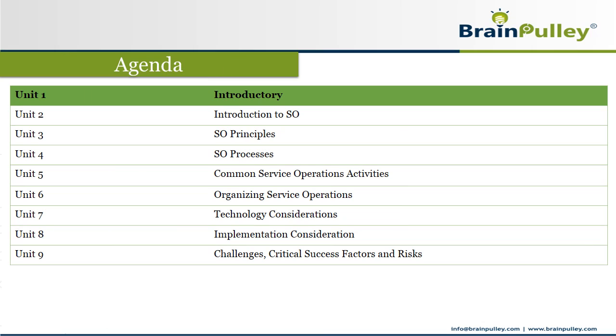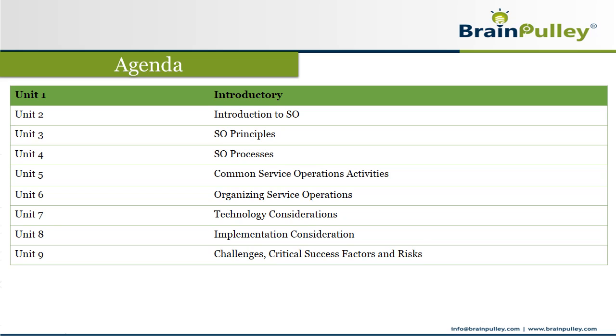The agenda for this course consists of 9 learning units. The first one is the one that we are going through right now, which is the introductory unit. The second unit is Introduction to Service Operations. We'll understand what service operations is. After that, we'll move into understanding the principles of service operations. Thereafter, we will discuss the 5 processes that have been defined within service operations under the heading of Unit 4, that is, Service Operations Processes.